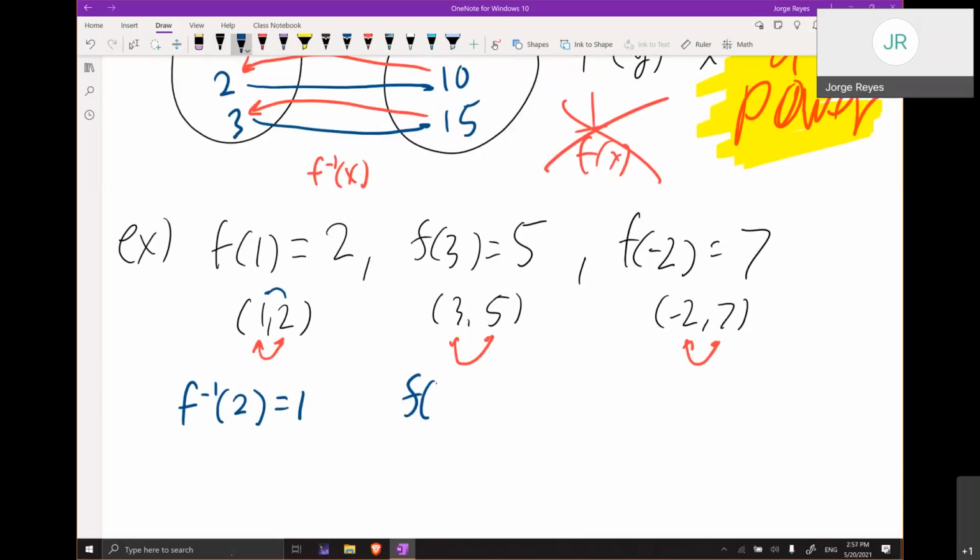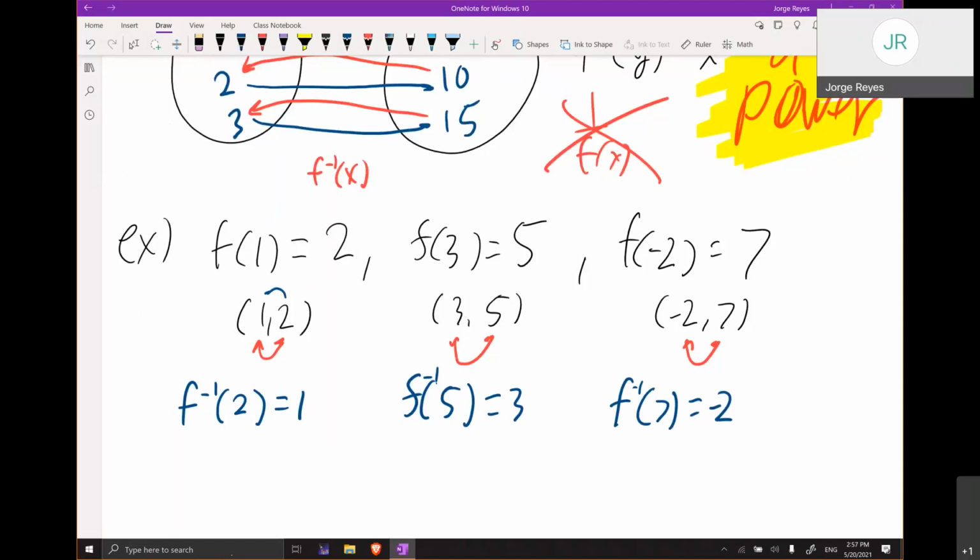And f inverse of 5 is 3. And f inverse of 7 equals -2. Okay, so it just does the opposite, right? F takes 1, sends it to 2. F inverse takes 2, sends it back to 1.